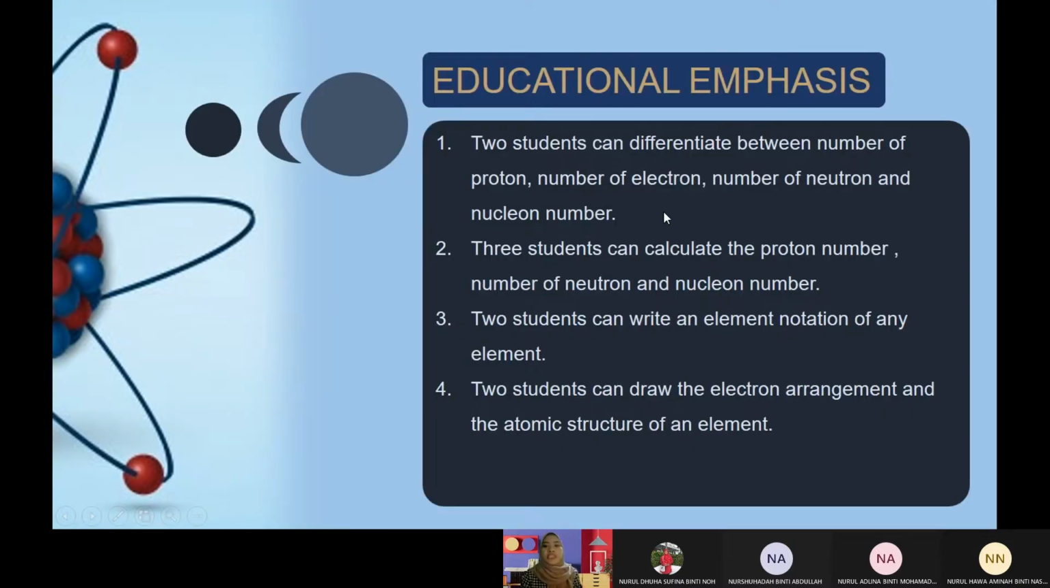Next, the educational emphasis. Two of my students can differentiate between number of proton, number of electron, number of neutron, and neutron number. Three students can calculate the proton number and neutron number. Two students can write an element notation of any element. And lastly, two students can draw the electron arrangement and also the atomic structure of an element.